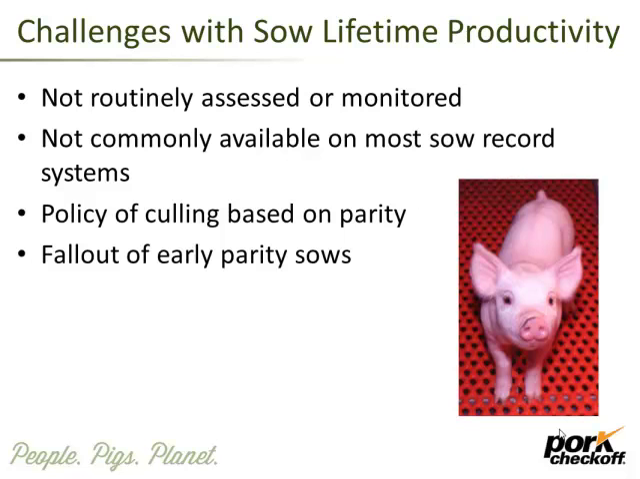There's a policy in some companies of culling based on a sow's parity. So when sows reach sixth parity, they automatically cull that female. And so you don't get the advantage of keeping her through the eighth parity or ninth parity or 10th parity, which is when some of that productivity really manifests itself. And then, of course, the great big huge one is the fallout of early parity sows. Those females that get selected to be replacement gilts in the herd but never get bred for a second time, okay?